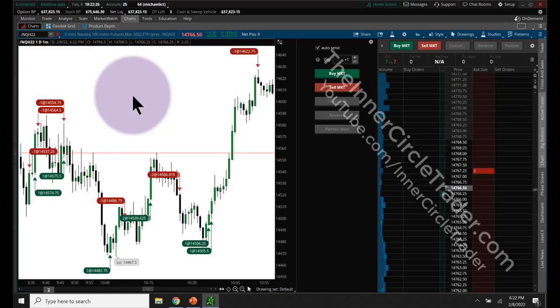Everything I'm showing you in this account is all one mini contract basis. Not more than one, it's just one, because of the leverage and the limitations of margin. It prevents me from doing so. Okay, as you can see, it's $37,823.15.